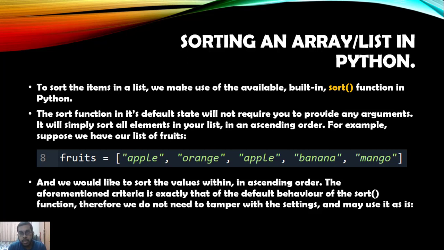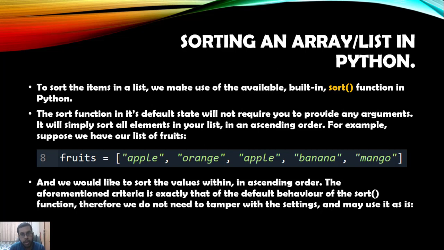Sorting an array or list in Python. To sort the items in a list, we make use of the available built-in sort function in Python. The sort function in its default state will not require you to provide any arguments. It will simply sort all elements in your list in ascending order. For example, suppose we have our list of fruits.